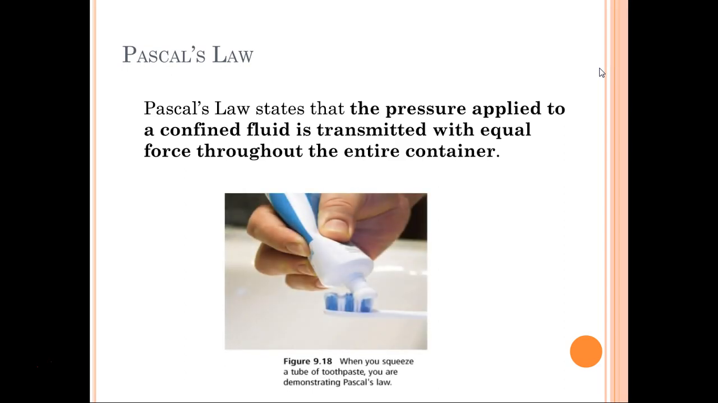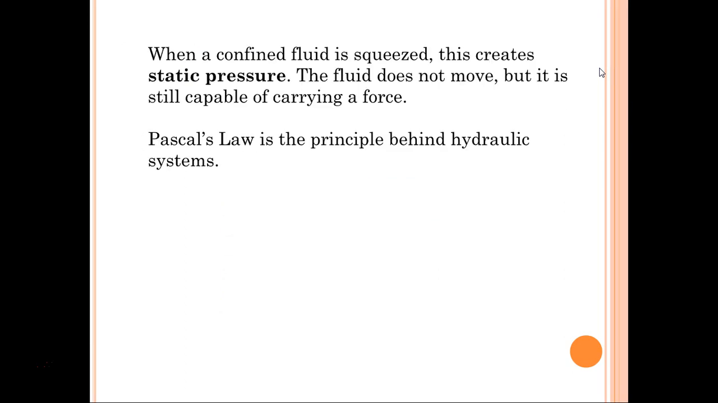When you squeeze a tube of toothpaste, you're demonstrating Pascal's law. When a confined fluid is squeezed, this creates static pressure. Static pressure is referring to pressure where the fluid does not move. Okay, so fluid does not move, but it's capable of carrying a force. This is the principle that lies behind hydraulic systems.